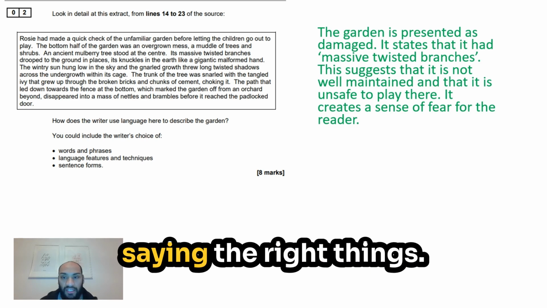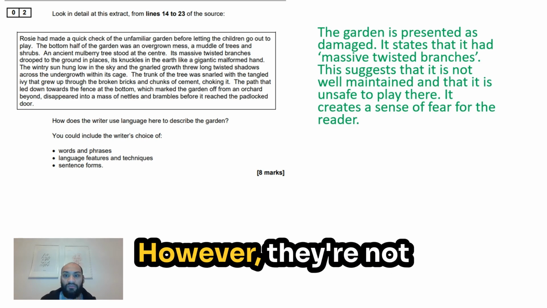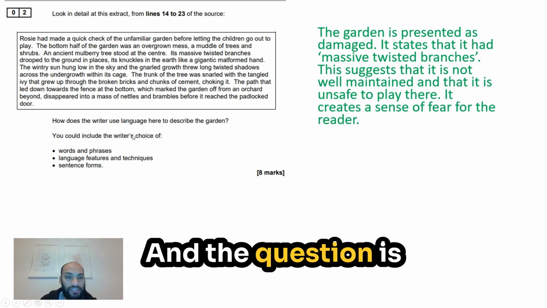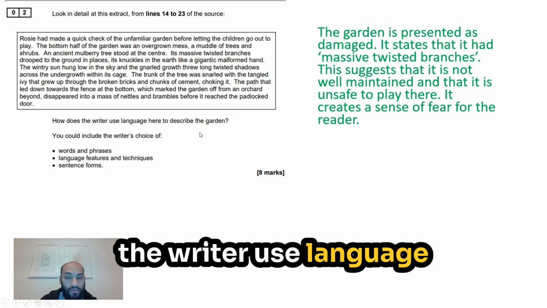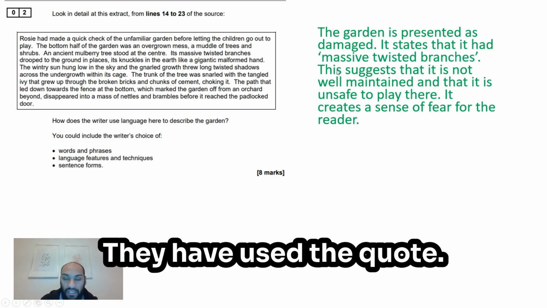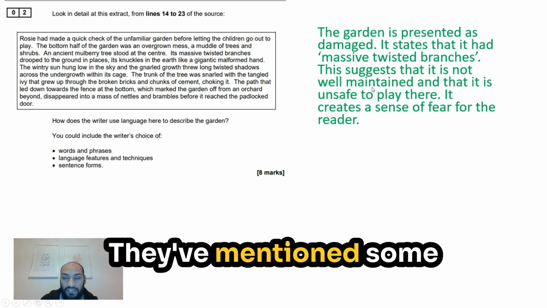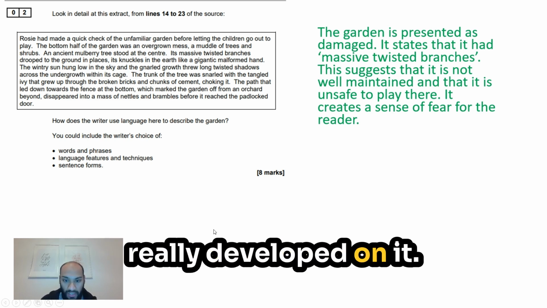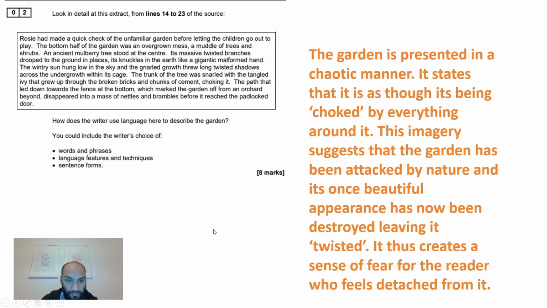So the student is saying the right things. However, they're not really developing their ideas. And the question is focused on how does the writer use language to describe the garden. They've used a quote, they've mentioned some analysis around this quote, but they haven't really developed on it. So it's very simple level.